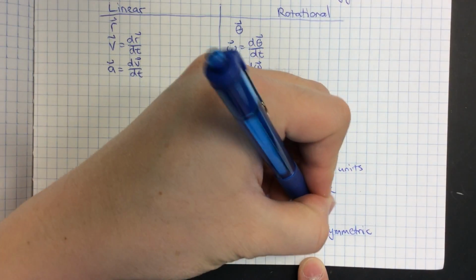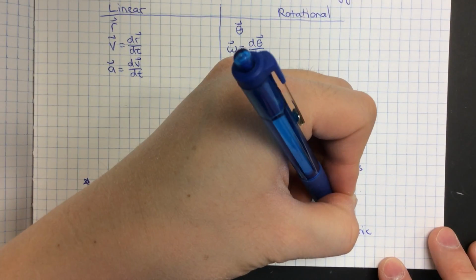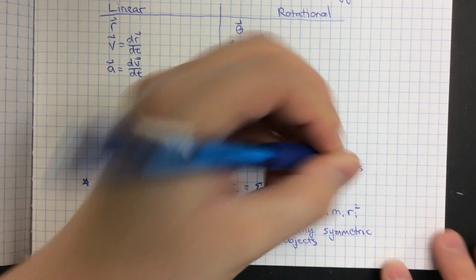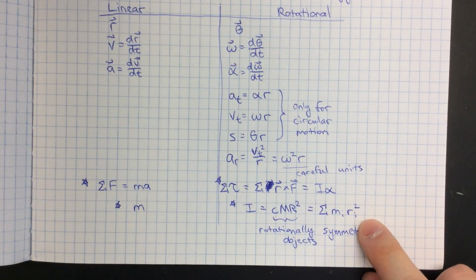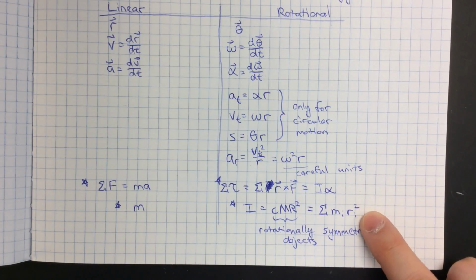We'll come back to this. More generally, you get something like this. In other words, it is the sum of all your masses times their distances from some sort of pivot squared. We'll look at this one in a minute. Yeah, this will take a little practice.